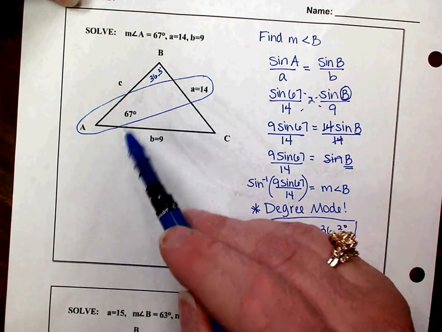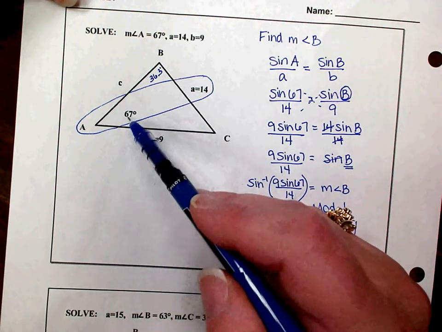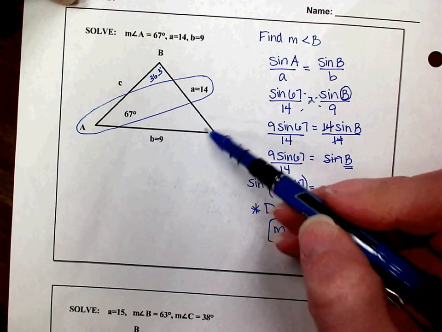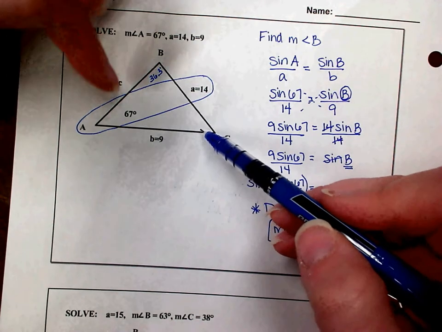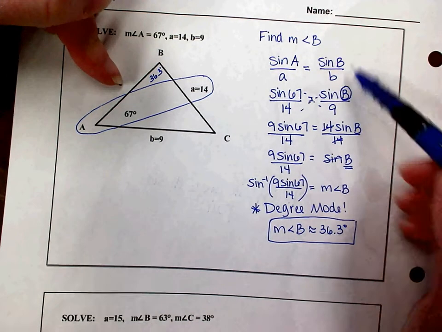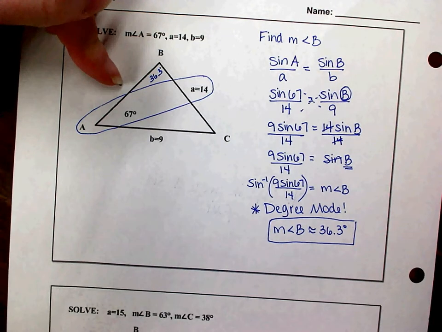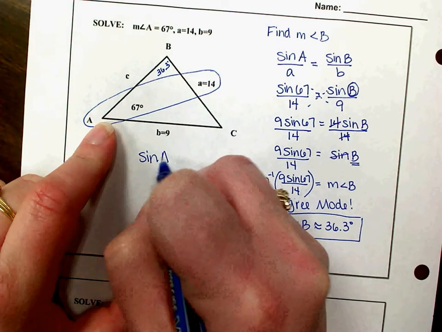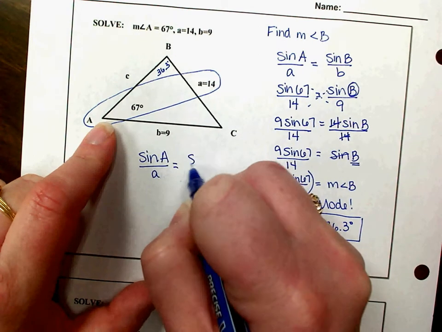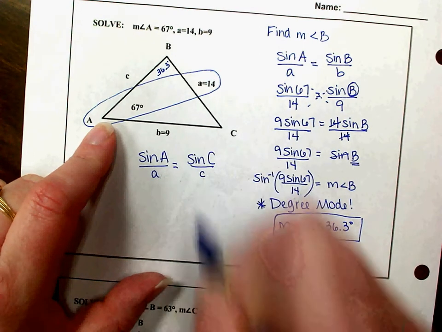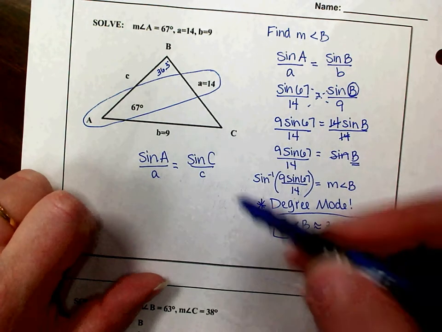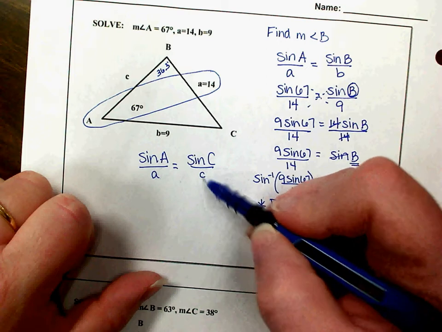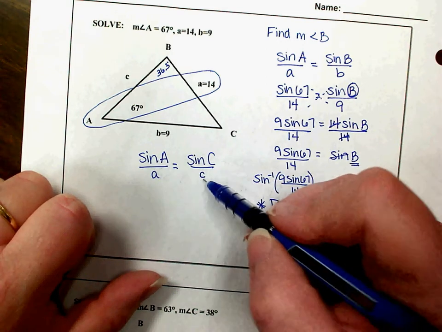If I wanted to find the measure of angle C, I could do that now using the Triangle Sum Theorem, adding these two together. Subtracting from 180 would give me angle C. If I wanted to find side C, I'd have to use my law of sines again. I would go back to using sine of A over A, but then I would use the sine of C over C as my second ratio. I would have found C using my Triangle Sum Theorem, so I could solve for C. Since I know these two and that, I would solve for C then.